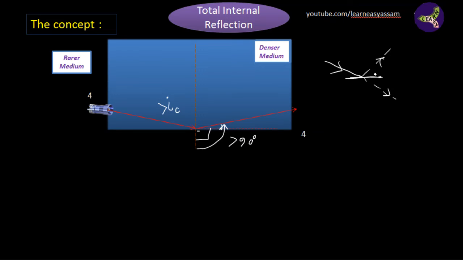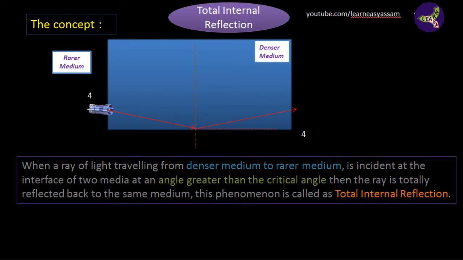So that is why all the light will be there in the reflected ray. That is why we called it total internal reflection. So you can write total internal reflection as when a ray of light traveling from denser medium to rarer medium.